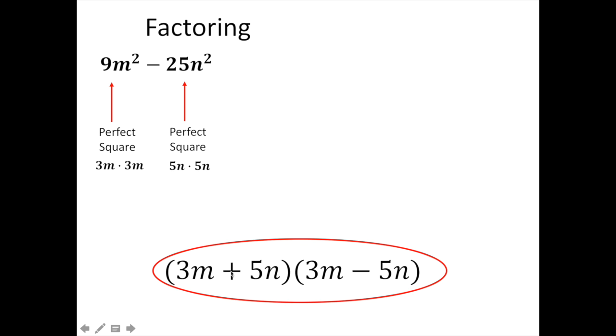If I were to multiply all this back in, 3m times 3m gives me my 9m squared. Okay, and 5n times negative 5n would give me my negative 25n squared. And the middle parts here will cancel each other out.